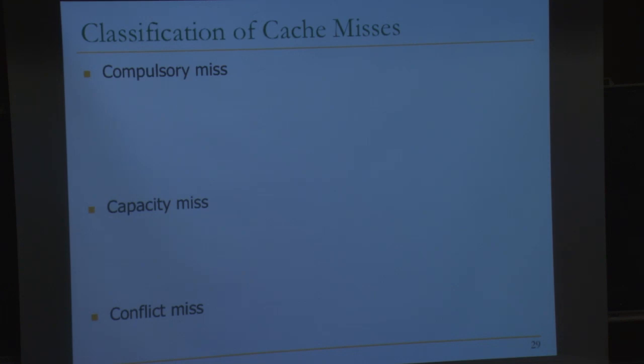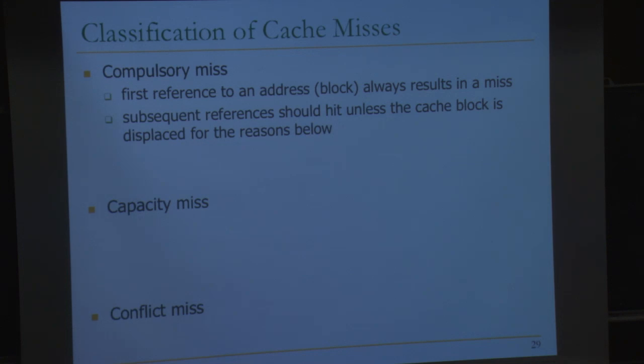Compulsory misses are misses that cannot be eliminated with a cache. That's the basic definition. First reference to a block always results in a miss because you haven't seen that block, right? Which means that you couldn't have cached it. Subsequent references should hit unless the cache block is displaced because of these reasons below. And this compulsory miss dominates when locality is poor, right? So if you're never reusing any blocks, most of your misses are compulsory misses, right? And if you do not have spatial locality, and if you're never using anything, then all of your misses are compulsory misses, right? Which means that your caching should not help you, right?